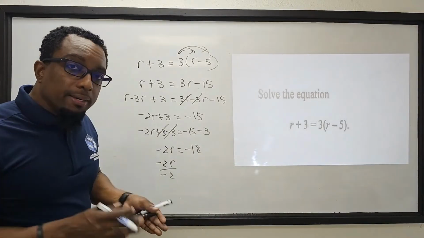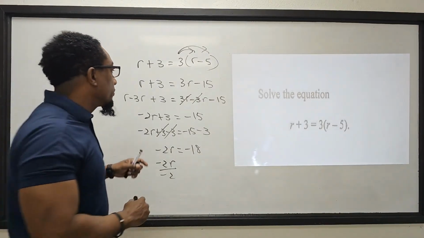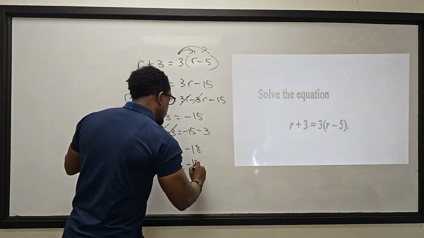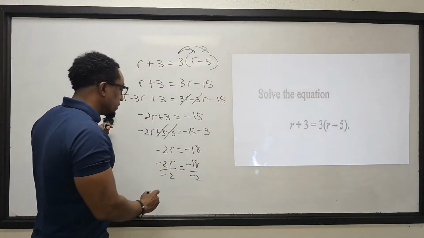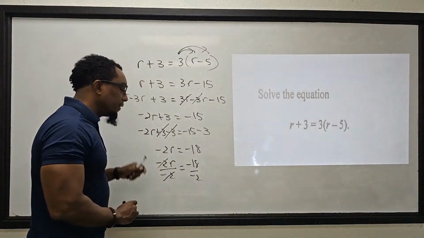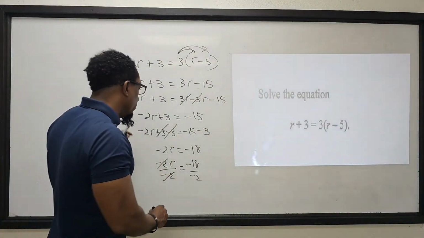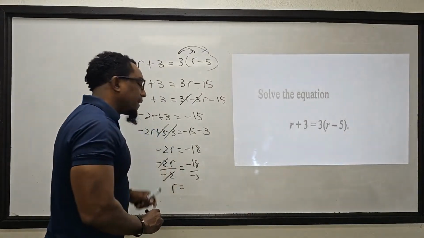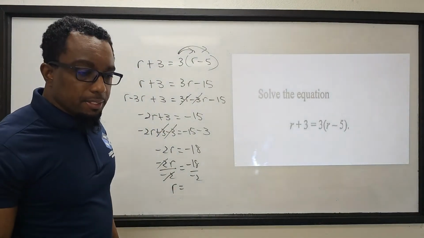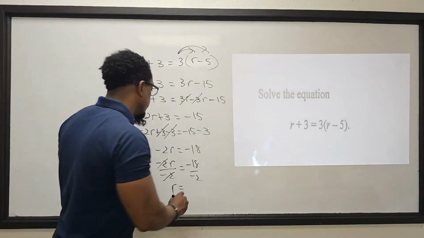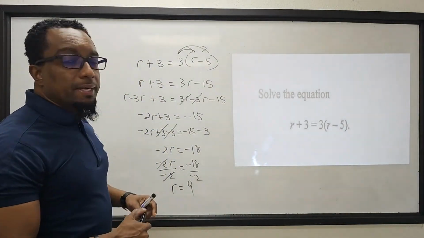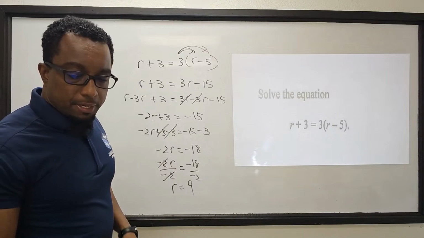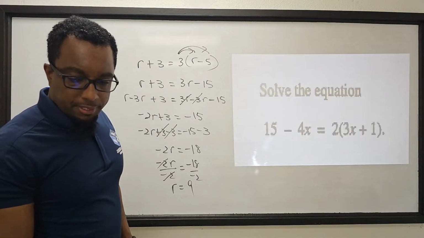And what you do to one side, you must do to the other. I divide negative 18 by negative 2. So when my two negative 2's divide into each other, they give me 1. r stands alone. And negative 18 divided by negative 2 is positive 9. So solving equations, what I did here is to use the balancing method approach. Alright, let's look at another.